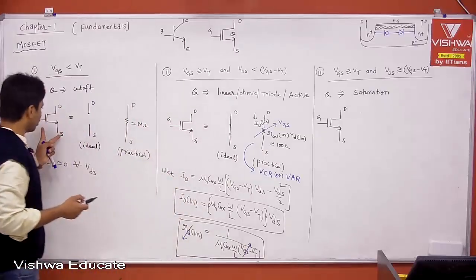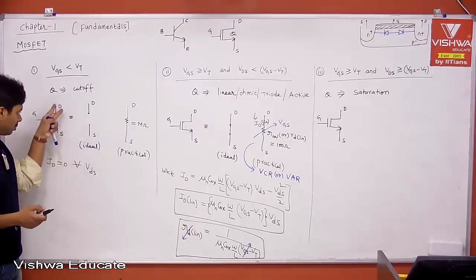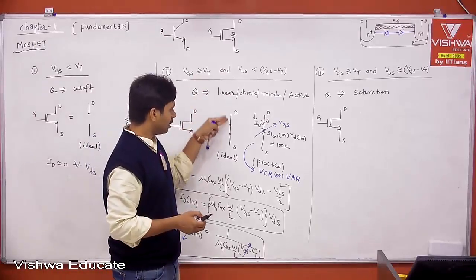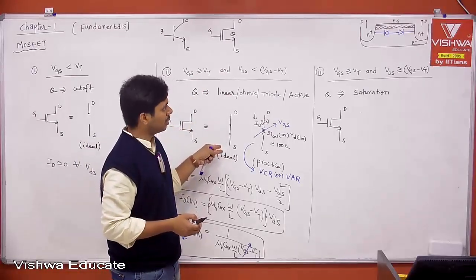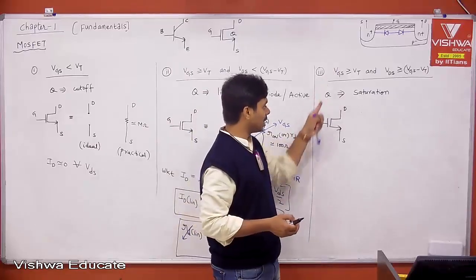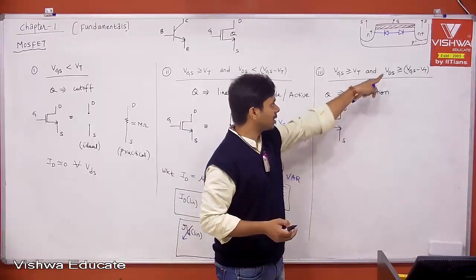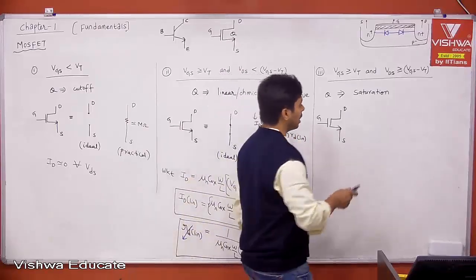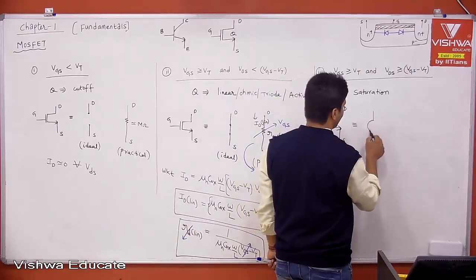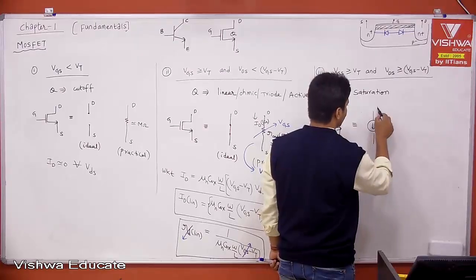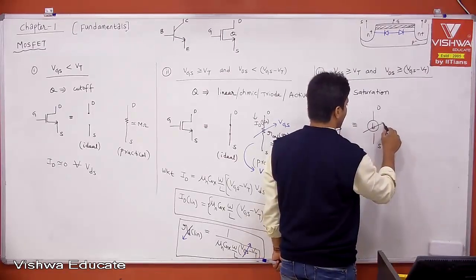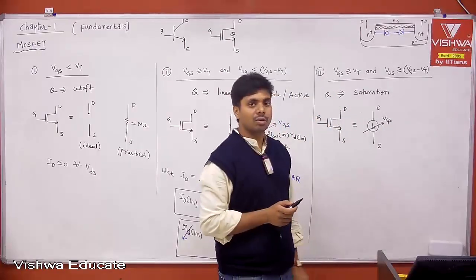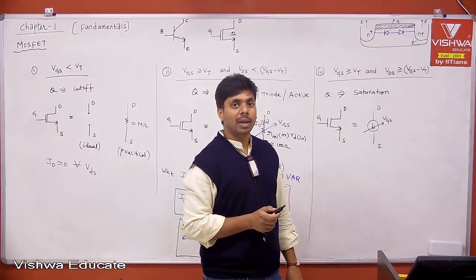See, gate to source voltage less than VT, open circuit between drain and source. The gate to source voltage greater than or equal to VT, it is short circuit between drain and source. And then gate to source voltage greater than or equal to VT, but you are trying to give some VDS, then it is not now short circuit, it is not open circuit, it is something else, that is nothing but current source. Similar to your BJT, right? This is drain, this is source, but remember this current is controlled by gate to source voltage. In the case of BJT, that was controlled by base current.